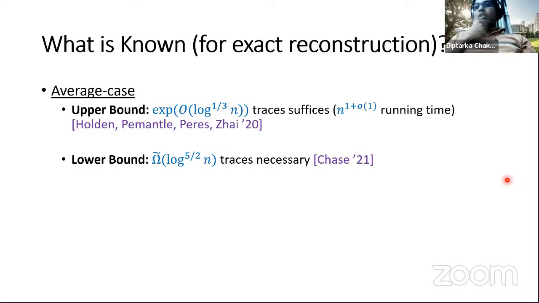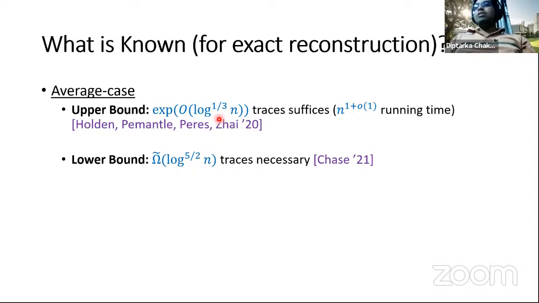What is known for trace reconstruction for the average case? Yeah, so I'll not talk about worst case from now on. In the average case, the current best upper bound for exact reconstruction is that we need exponential in log to the 1/3 traces to reconstruct exactly.